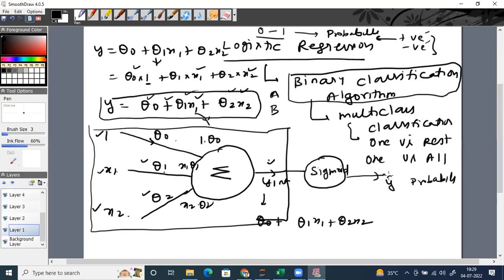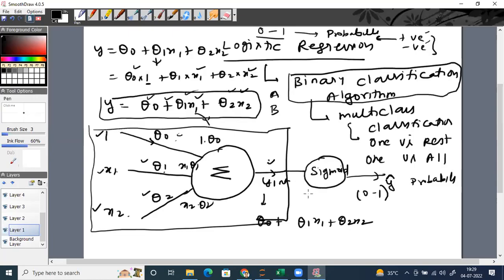Okay, this y hat will always be between 0 and 1. So what we do in logistic regression is take the output of linear regression and pass it to a sigmoid function. Or we can say we took our inputs x0, x1, x2, assigned them weights theta 0, theta 1, theta 2, did the summation, and whatever output I get, I pass that output to a sigmoid function.